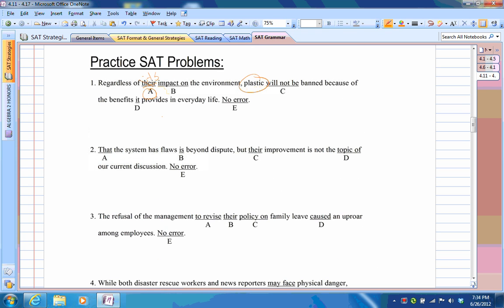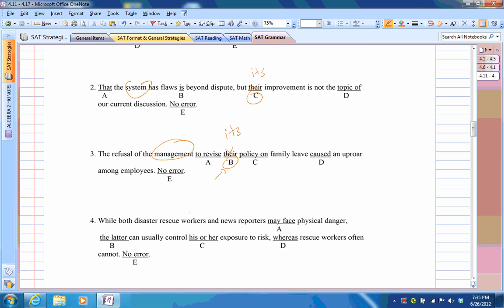That the system has flaws is beyond dispute, but talking about one system, it's got to be its again. You know, B is cool, nothing wrong with saying that. D is cool. The refusal of management to raise its. Now sure, I'm sure there's more than one person in the management, but management's still one thing. That's a single entity. It's a singular noun. You gotta say its.